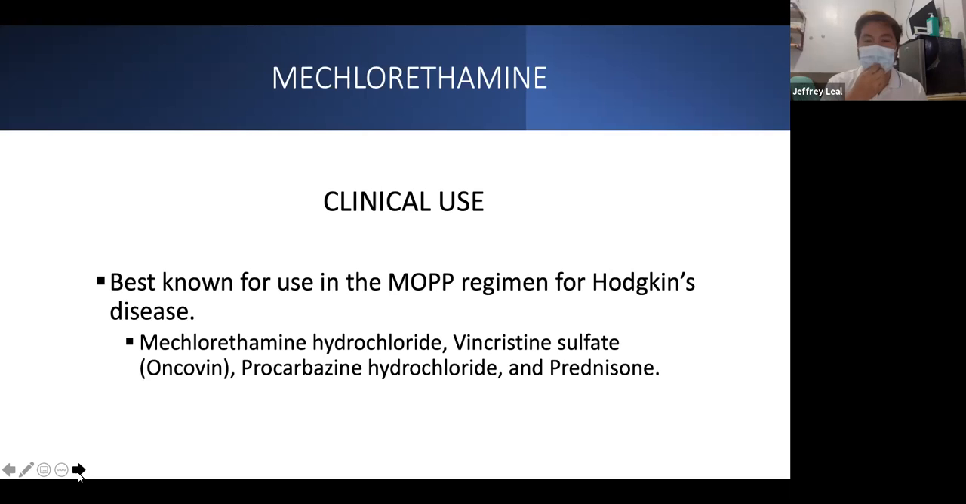And mechlorethamine, they are best known for use in the MOPP regimen for Hodgkin's disease. Yung MOPP regimen is composed of 4 different anti-cancer drugs, which includes your mechlorethamine, your vincristine or the oncovin, and the procarbazine and prednisone. Okay?